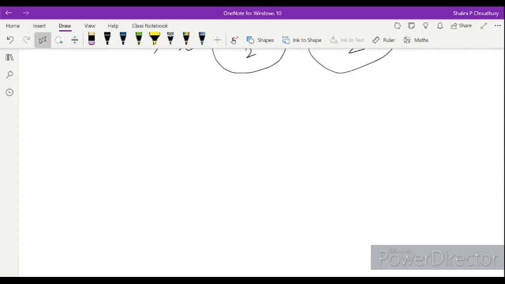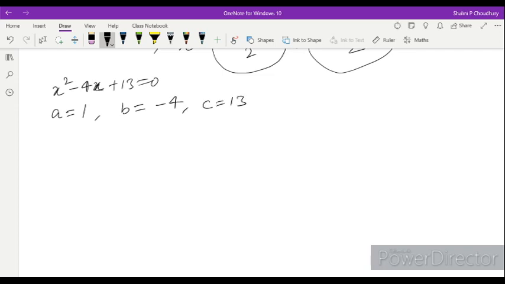Now another question we'll do. Another quadratic equation we are having, x square minus 4x plus 13 is equal to 0. So here a is equal to 1, b is equal to minus 4 and c is equal to 13. What we have to do is find out the roots of x. So the roots of x will be equal to minus b plus minus square root of b square minus 4ac divided by 2a.